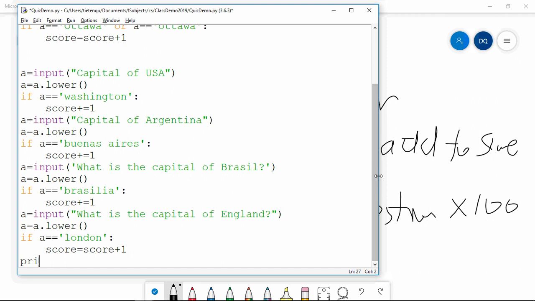And at the very end, let's print, you got score out of 5.